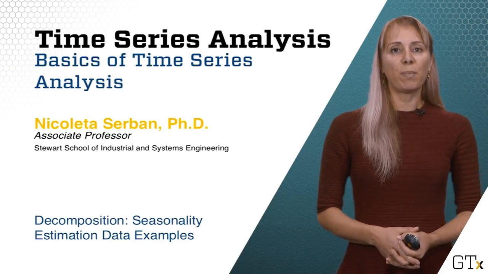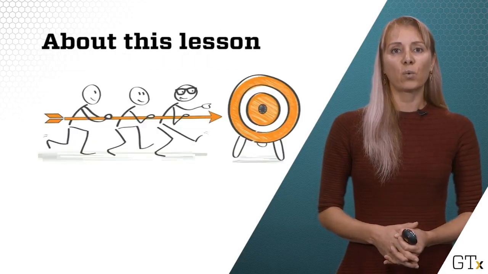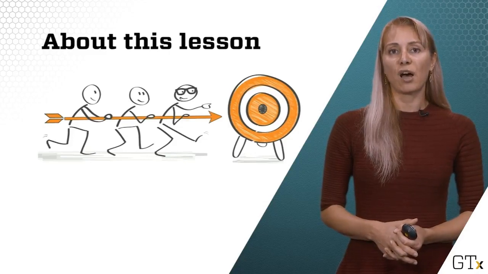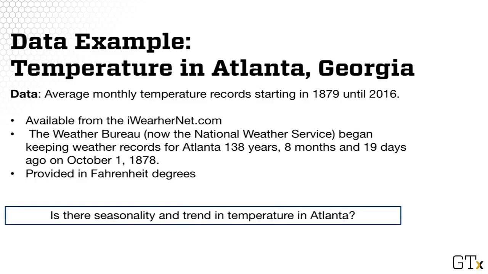The lecture is on basics of time series analysis, and for this lesson, I'll focus on a data example that will illustrate estimation of seasonality. In this example, we'll return to the data example where we study the average monthly temperature for Atlanta, Georgia. We have data for 138 years, and the question we'd like to address is whether there is seasonality and trend in temperature in Atlanta.